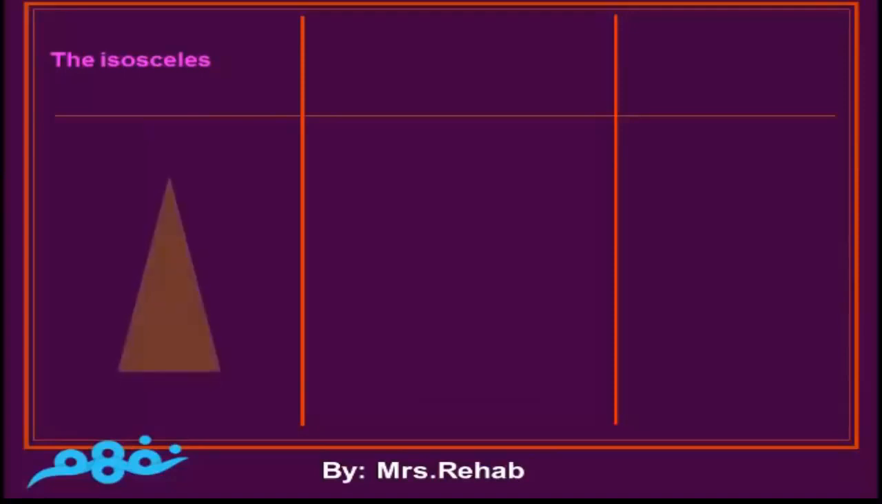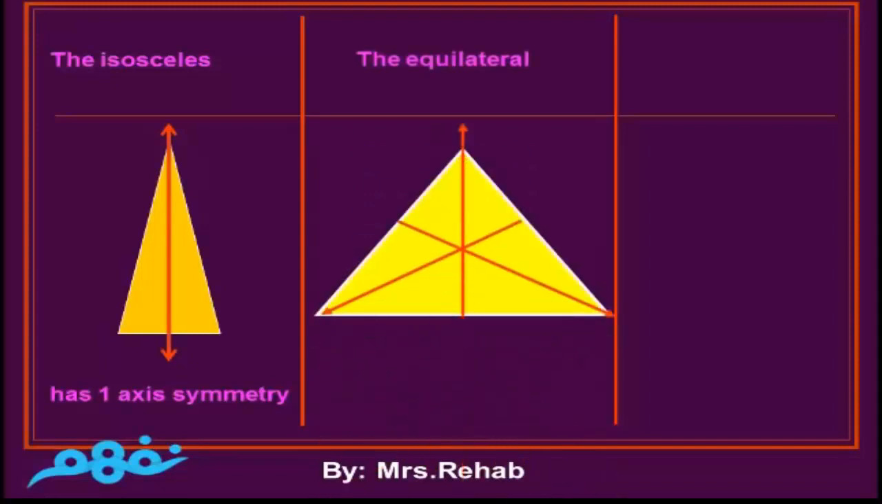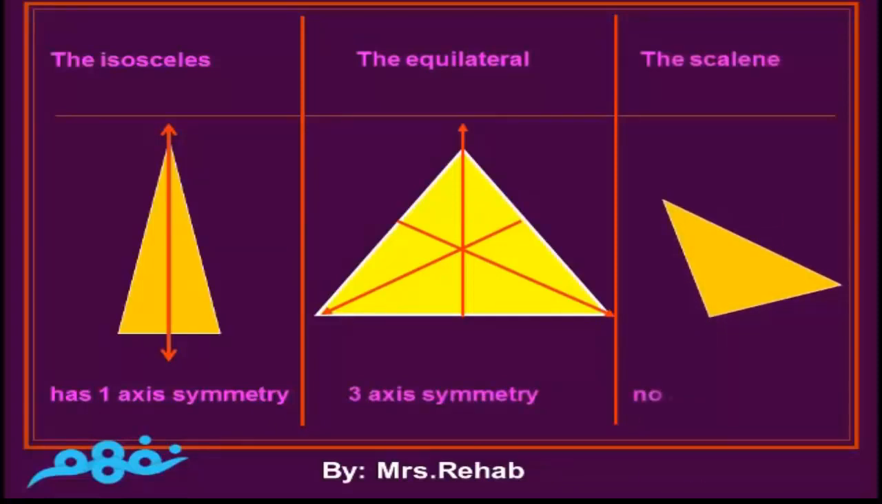في الisosceles triangle دايما بيجيلنا سؤال في الcomplete how many symmetry axes of the isosceles triangle. The isosceles triangle has one axis of symmetry. The equilateral triangle has three axes of symmetry and the scalene triangle has no axis of symmetry.